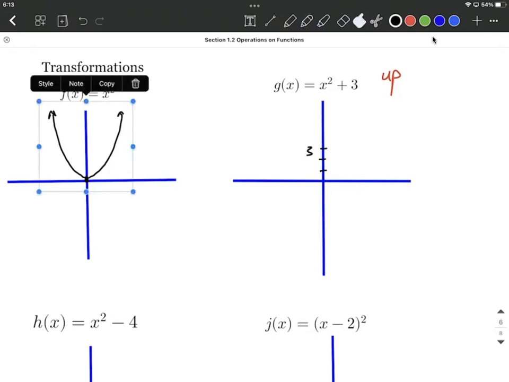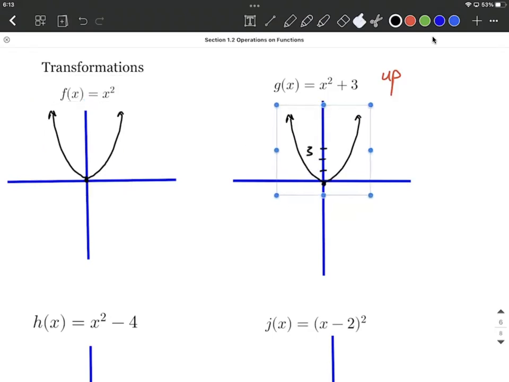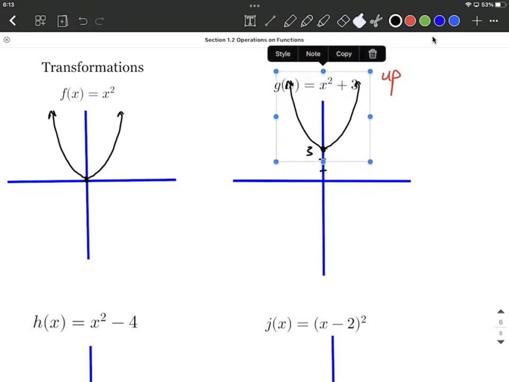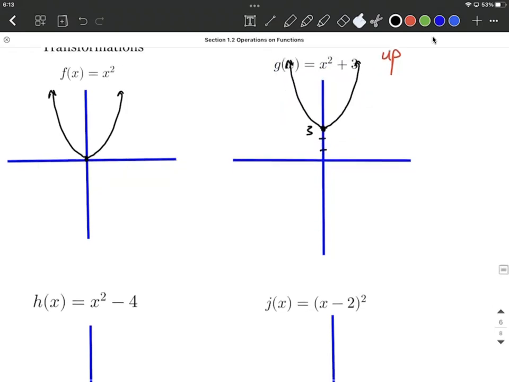To do so, I'm going to go ahead and copy this, put it over here. It looks the exact same right now as the x squared, but we pick this entire graph up and go up 1, 2, 3 units, and set it back down, and that's going to be our transformed graph.